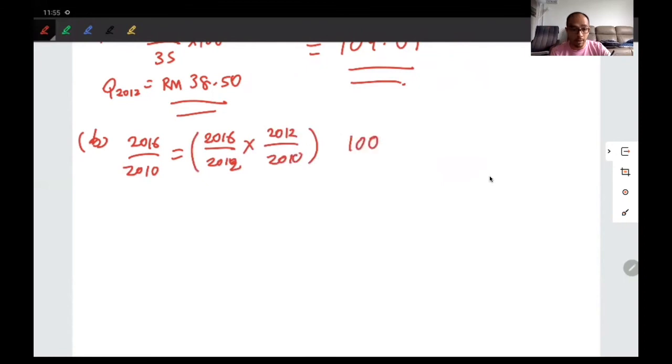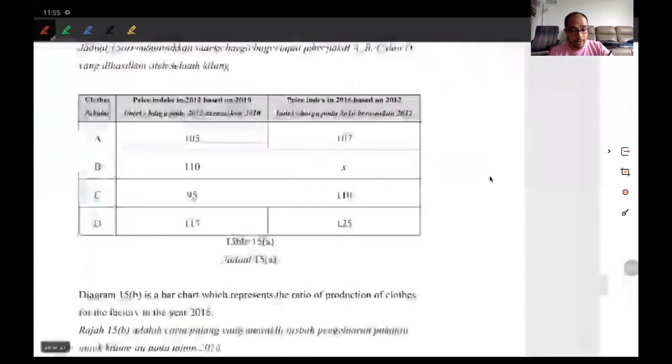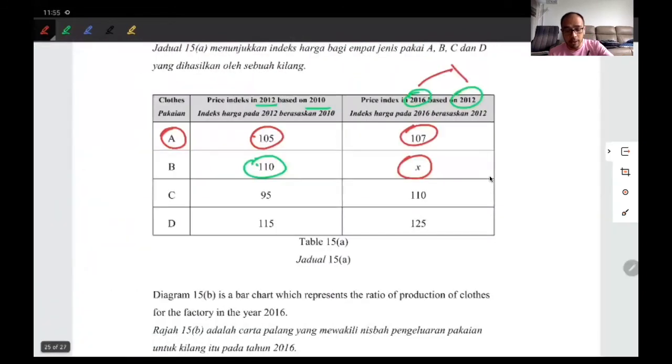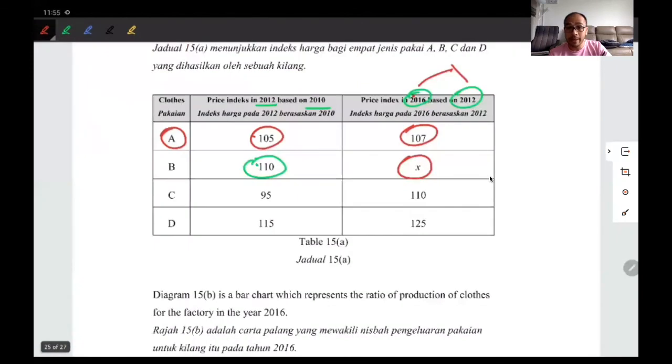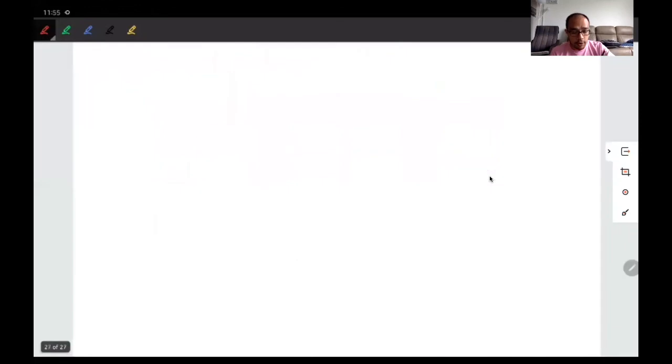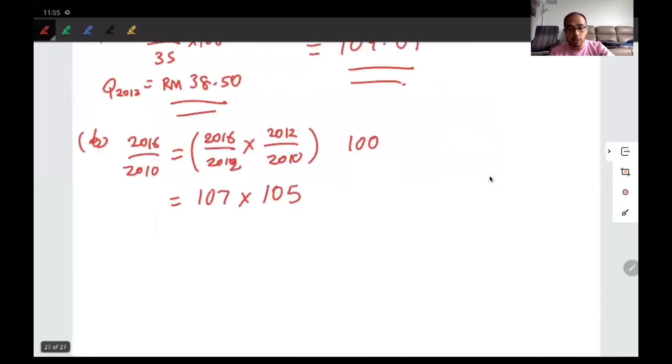Let's see first how it goes. Okay, 2016 over 2012. Is it given? Yes. Okay, so it's 107. Okay, times 2012 over 2010. Also given directly. Okay, there is no one over. You don't have to flip anything. So if you don't have to flip anything, then you have to divide it by 100. Okay, so you divide by 100. So what you will get is 107 times 105 divided by 100. I'll get 112.35.